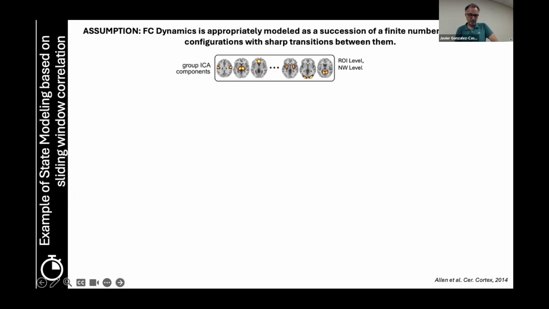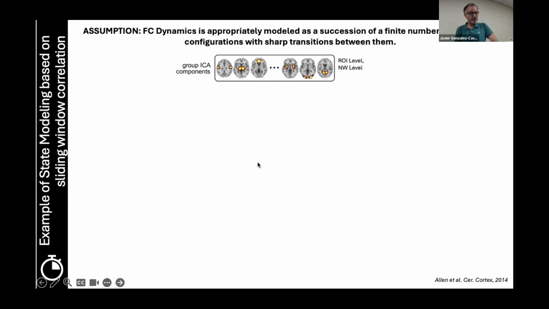So let's look at a couple of examples just to go in more detail. Again, which method is better? It really depends what you're going after. If you think that it's a good assumption that the dynamics that are happening can be modeled as a succession of a finite, discrete number of states, then the idea of doing a sliding window and applying some clustering makes sense. And here what I'm describing is what Elena Allen did, which is the original paper.